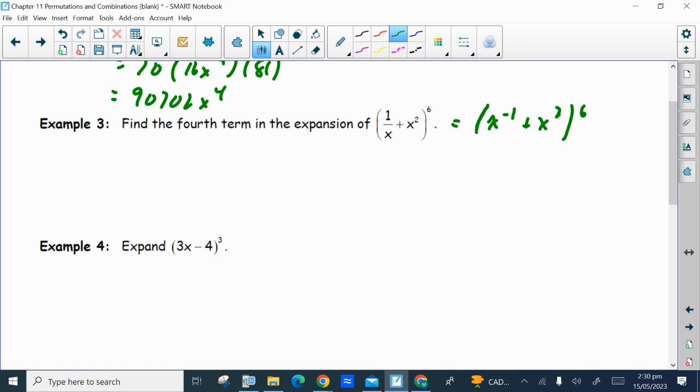K is always 1 less than the term number. We want to find the fourth term. So k equals 3. Term sub 3 plus 1 will give us the fourth term. So that equals, again, NCK, 6C3. The first term in this binomial is x to the negative 1 to the power n minus k times the second term, which is x squared to the power k.